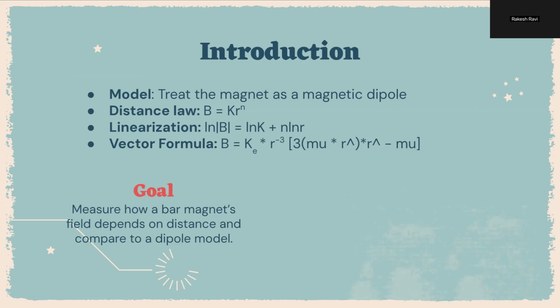In vector form, the field is B equals mu naught over 4 pi r cubed times 3 times mu dot r hat r hat minus mu, which is the equation I use later in my GlowScript model.